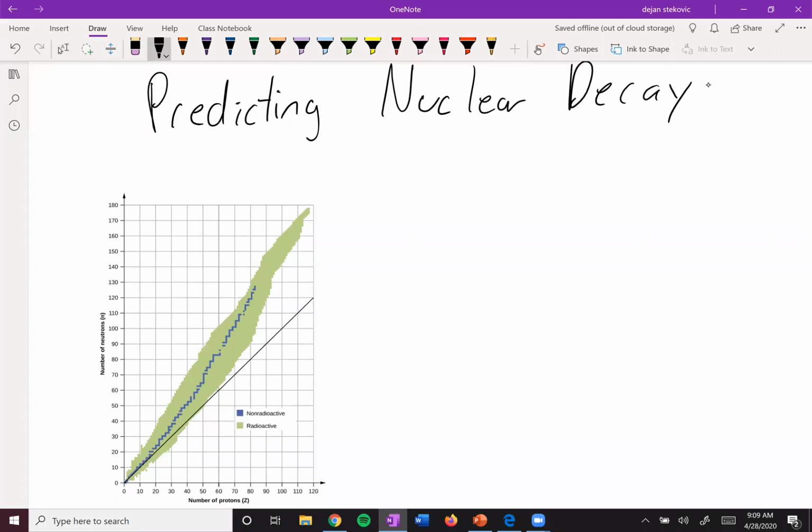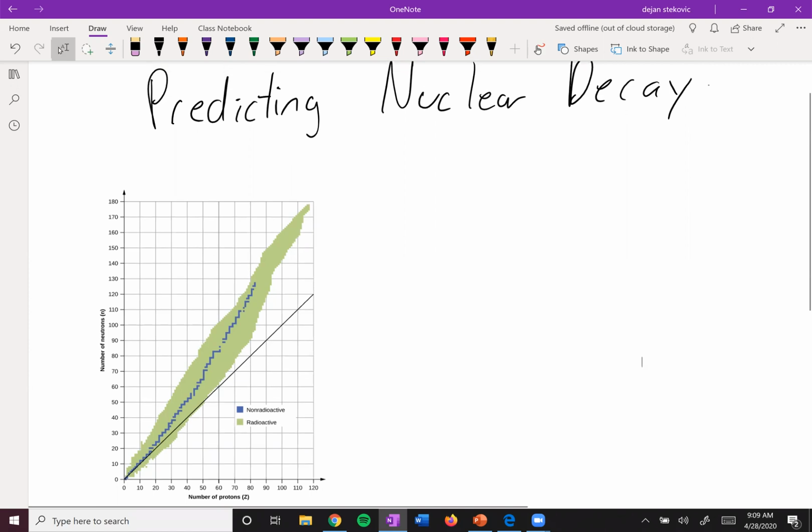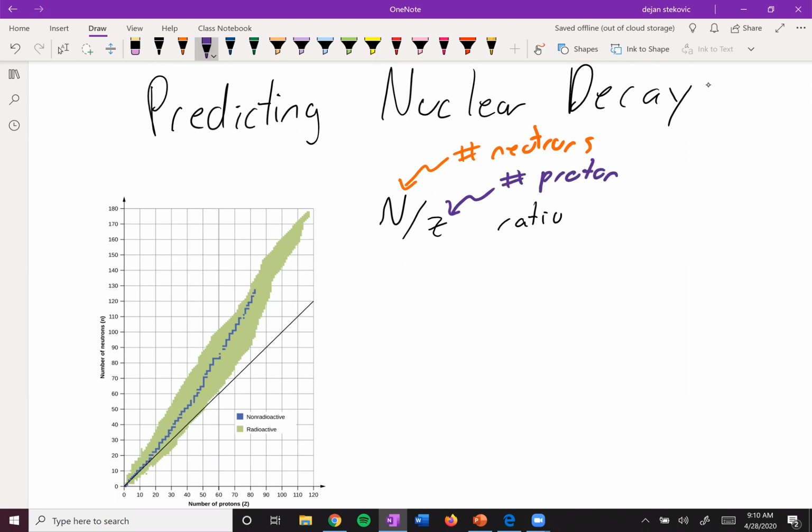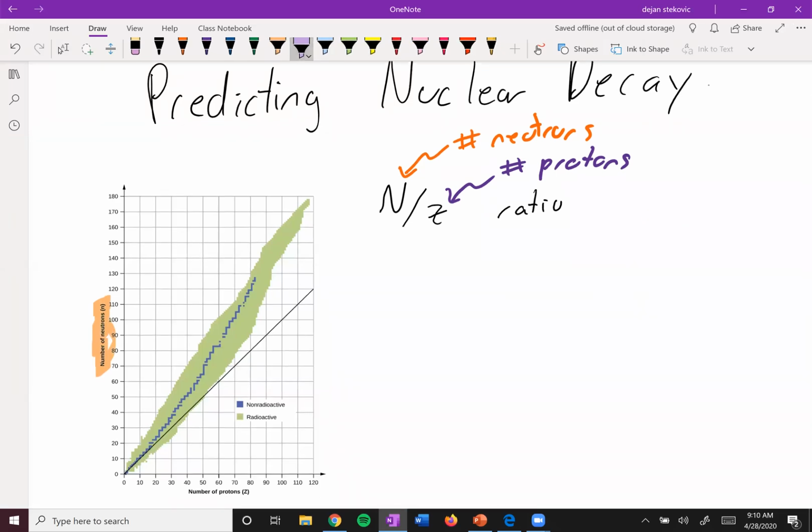All right, so based on what a nucleus is composed of, we can actually predict which kind of nuclear decay it's going to undergo. And what we want to take a look at is the N to Z ratio, where N is your number of neutrons, my bad, neutrons, and Z is your number of protons. So number of neutrons here in this diagram, and then number of protons down on the bottom there.